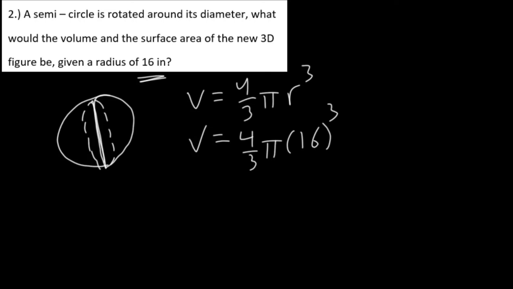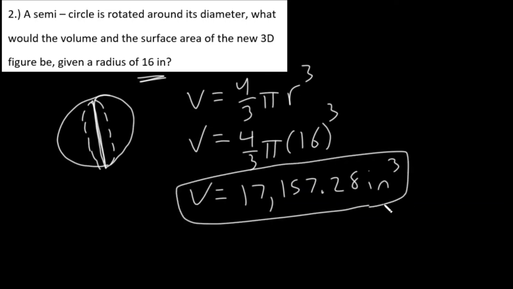So we have 4,096 times pi, which gives us 12,867.96. And then what you want to do to multiply by 4/3 is to multiply by 4 and then to divide by 3. And so what you're going to wind up with is that the volume of this particular sphere is 17,157.28. In this case, of course, it will be inches cubed, because volume is always inches cubed.